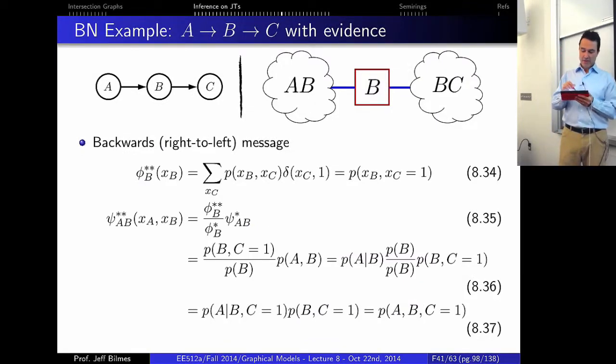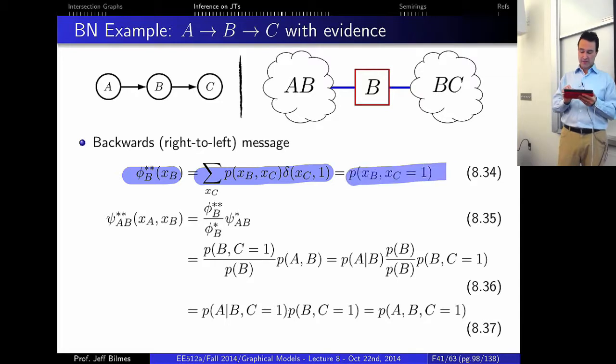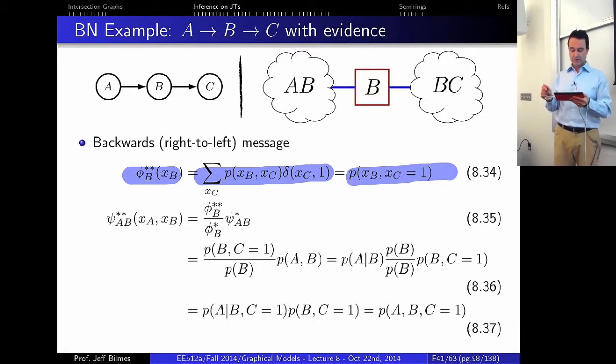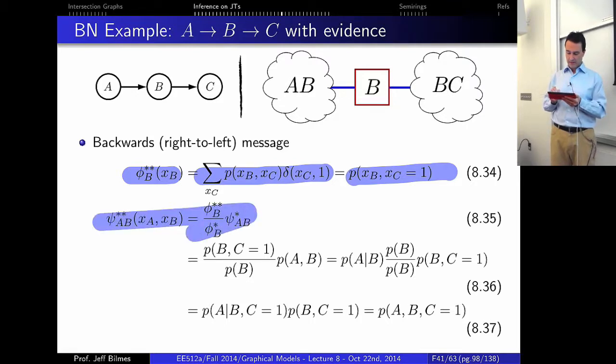And then when we do a backwards message from right to left, we compute this updated table. We actually multiply it by the factor, so here we have this same thing. Here we indeed have that this is equal to the joint distribution of x of b and x of c is equal to 1. We update the table with this stuff.